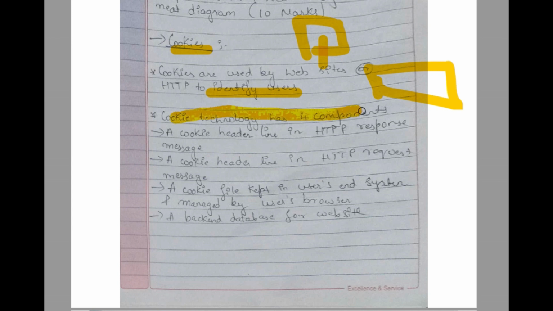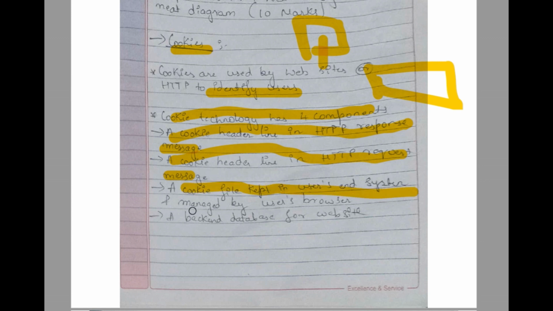Cookie technology has four components. These are important parts. You can't skip this. You have to write it. A cookie header line in the HTTP response message, a cookie header line in the HTTP request message, a cookie file kept in the user's end system and managed by the user's browser.